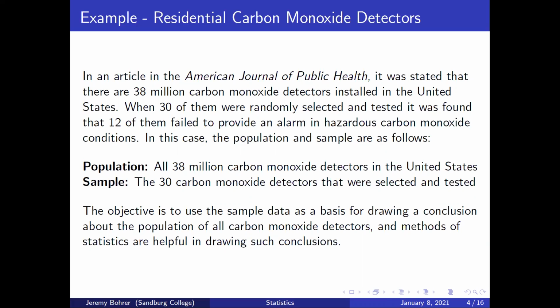In this case, the population and sample are as follows. The population is all 38 million carbon monoxide detectors in the United States. The sample is the 30 carbon monoxide detectors that were selected and tested. The objective is to use the sample data as a basis for drawing a conclusion about the population of all carbon monoxide detectors, and methods of statistics are helpful in drawing such conclusions.